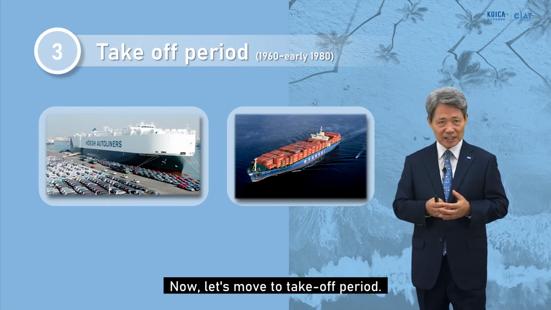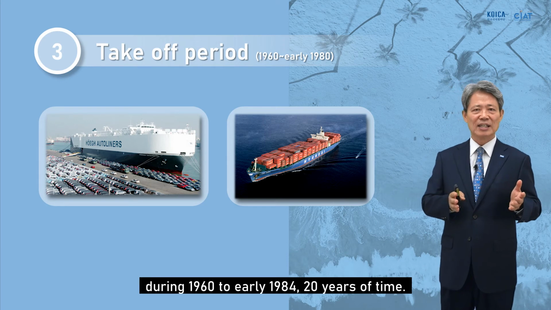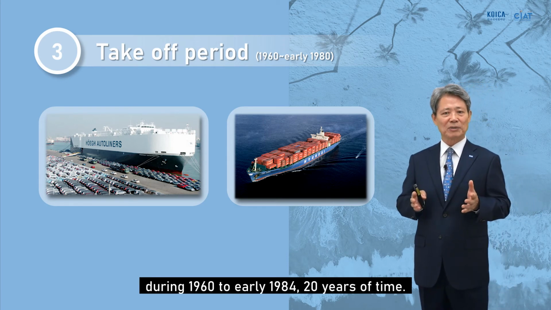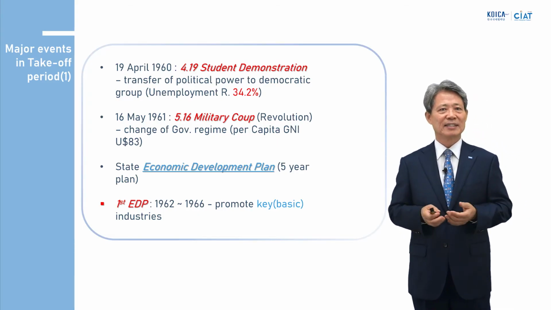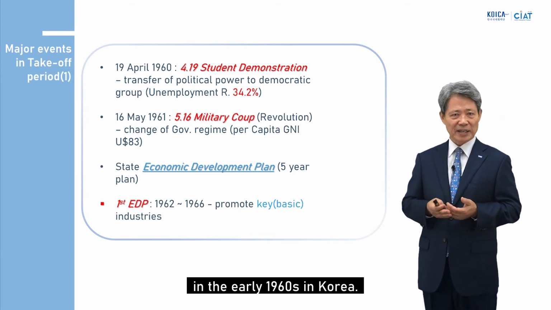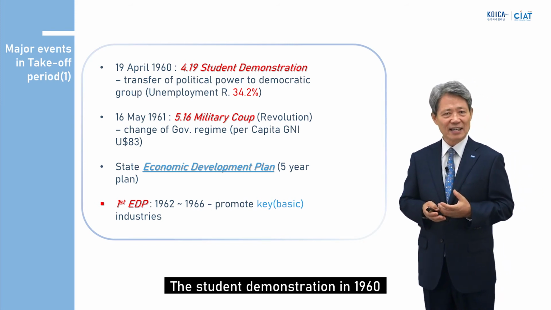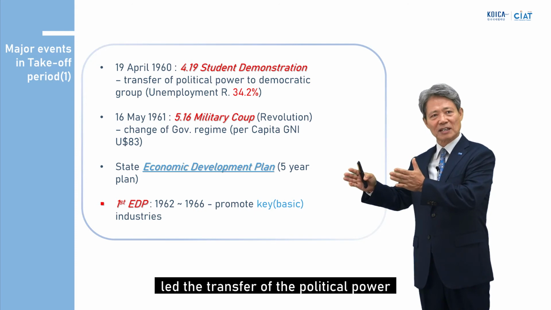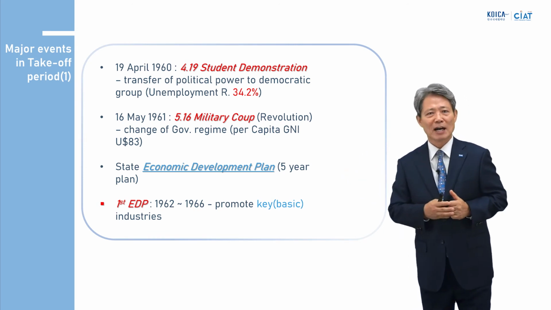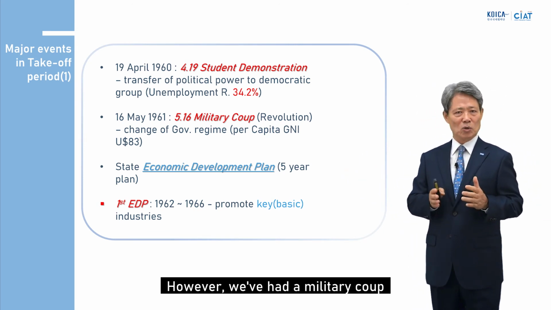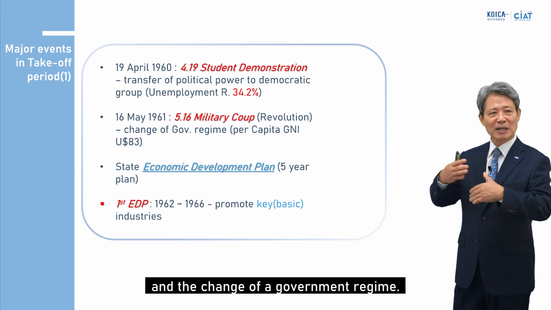Now let's move to the take-up period. The next stage is the take-up period, from 1960 to the early 1980s, for about 20 years. There were too many events in the early 1960s in Korea. The student demonstration in 1960 led to the transfer of political power to democratic groups. However, we had a military coup one year later, in 1961, and a change of government regime.